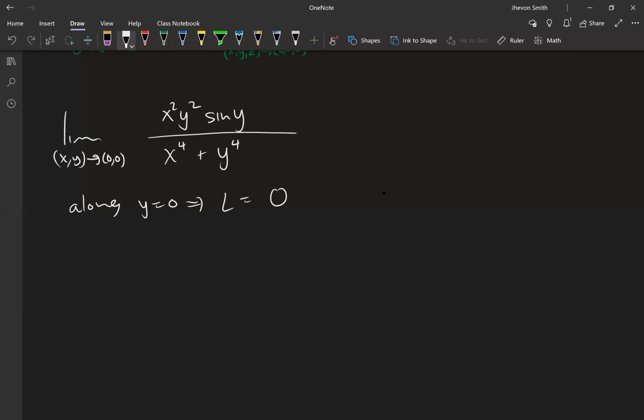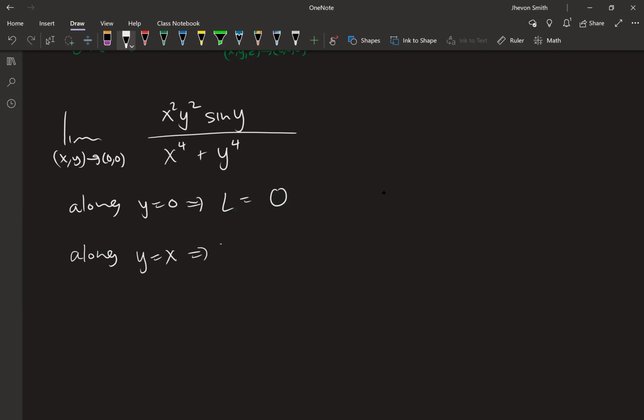Next I used the y-axis where x is equal to 0. And that's obviously going to be the same thing, 0. And then for the third one I got 0. So then I started using the x equal to y. So you did y equals x.